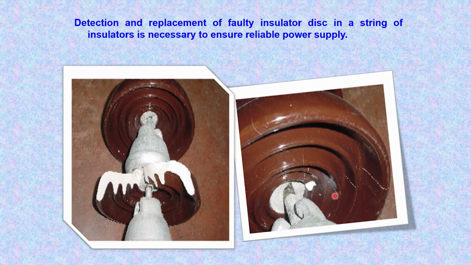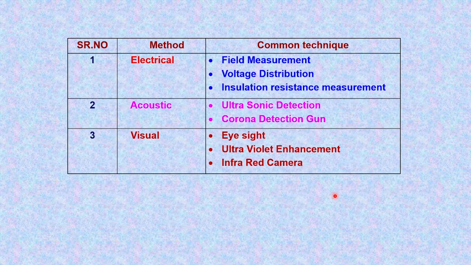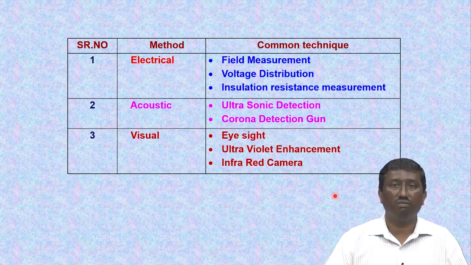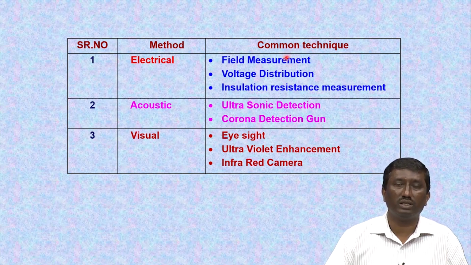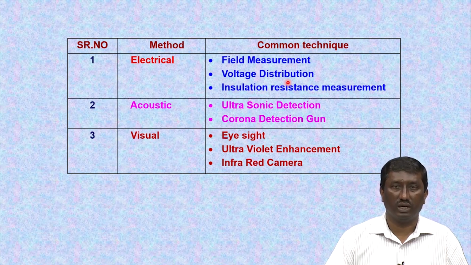So, there are some methods to recognize these failures and which help in the replacement of the insulators in the line. Electrically, you have techniques like field measurement, voltage distribution, which we have shown in the laboratory, then insulation resistance measurement. So, electrically these common techniques are being employed to check in case of a failure of any faulty discs in a string of connected insulators.